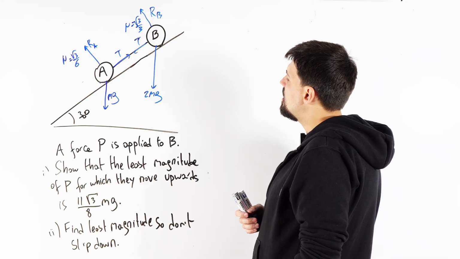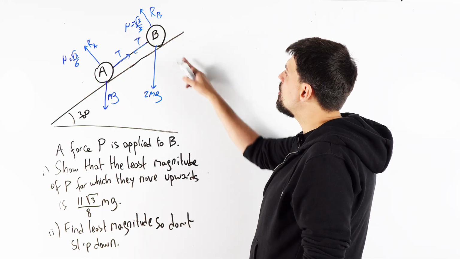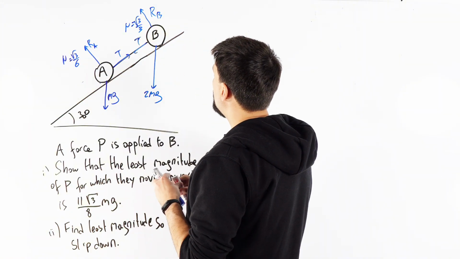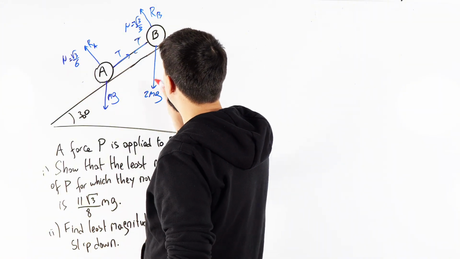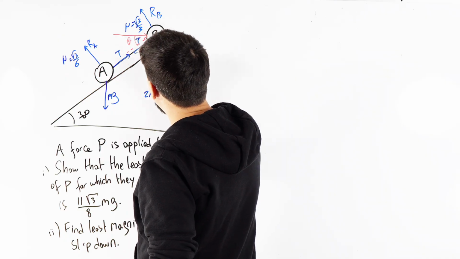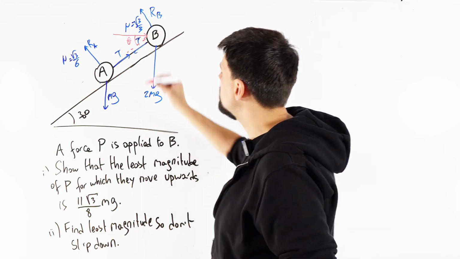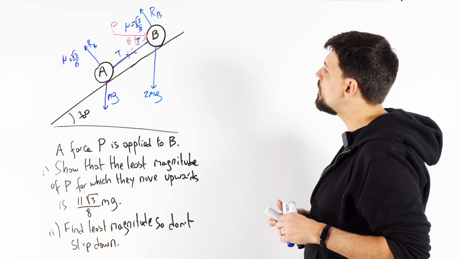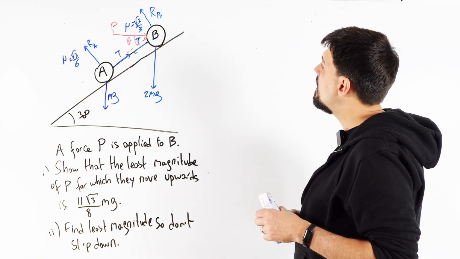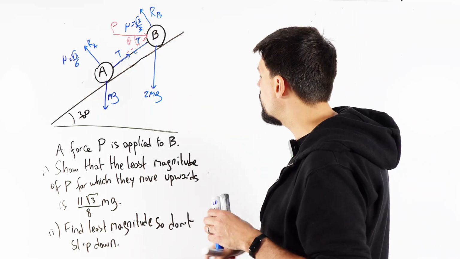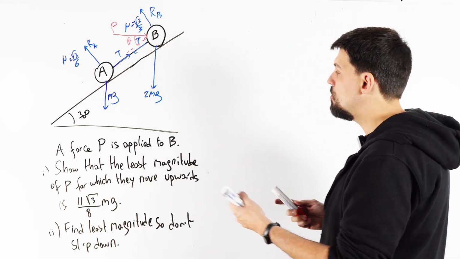What we want is to show that the least... we're going to apply a force P at B. We're not sure which direction, so I'm going to go like that and say it's got an angle of theta. That's absolutely fine, we'll deal with that in a second. We're going to apply that to B and see what's happening. And we want the smallest value of P for which they move upwards.